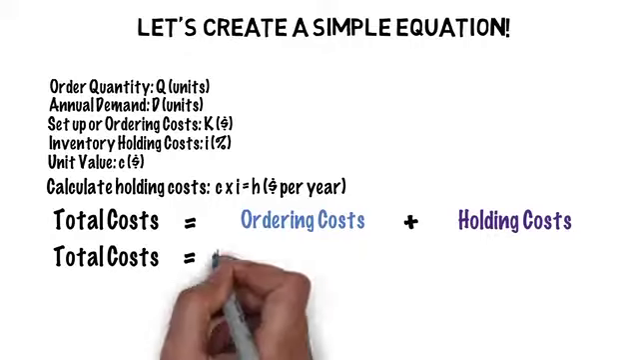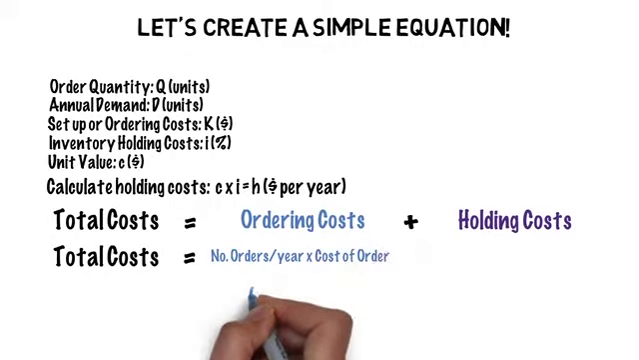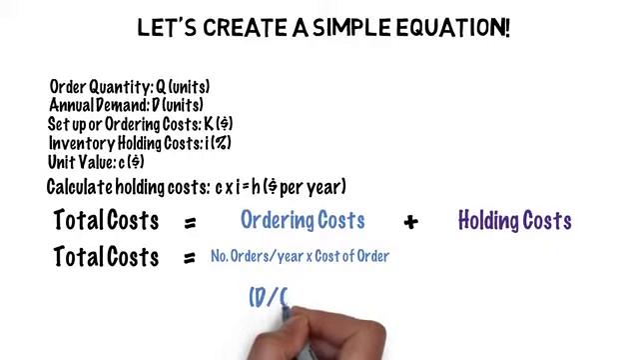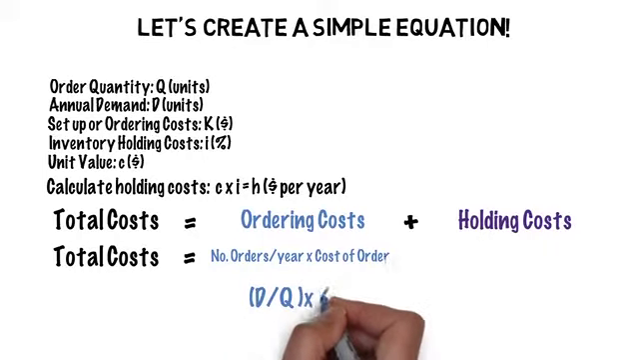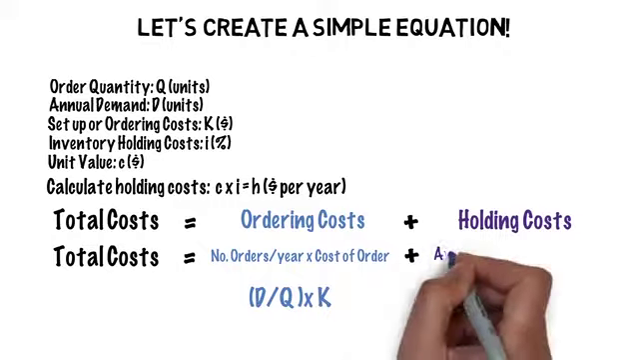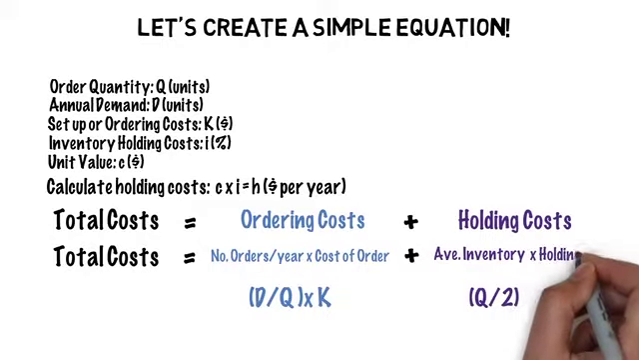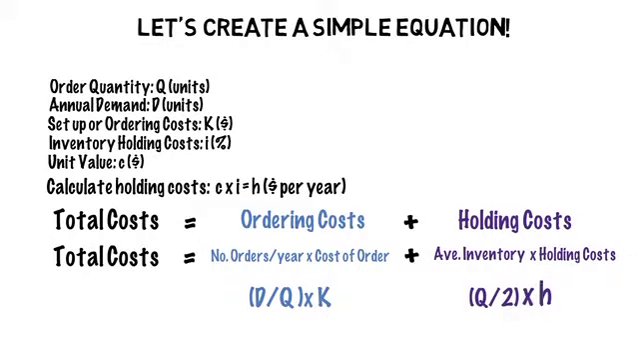Your order costs are equal to the number of orders you place per year times the cost per order. To calculate the number of orders, you simply divide demand by your order quantity, that is, D divided by Q. Your equation for ordering costs is thus D divided by Q times K. Your holding costs are equal to your average inventory, or Q divided by 2, times the cost of holding each unit per year, H. Your total cost equation looks as follows.